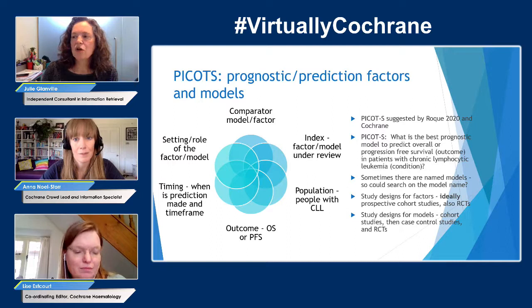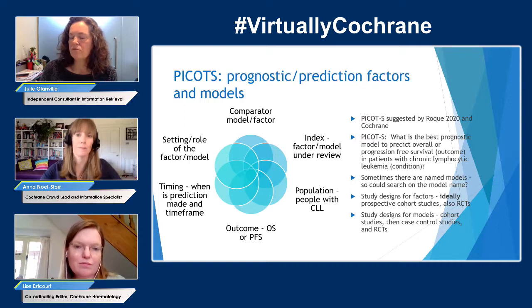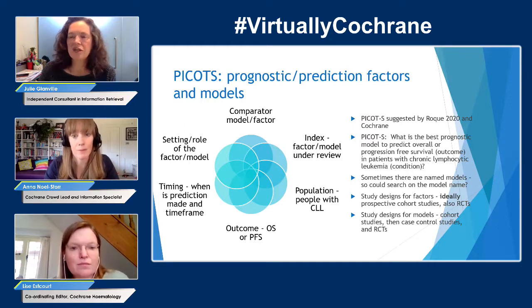So you've got this PICOTS structure, which involves a number of different concepts. The other thing that's not in the structure here is the relevant study designs that might give you the best quality evidence for this type of review. So for reviews of factors, ideally the type of study design you're looking for is prognostic cohort studies and potentially also RCTs. And for predictive models, it's cohort studies, case control studies, and RCTs. And you don't see the study design in the conceptual breakdown here.